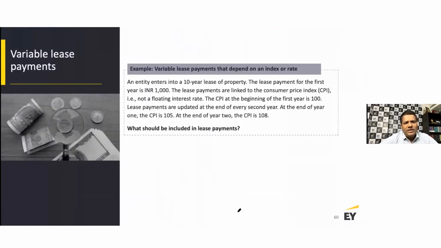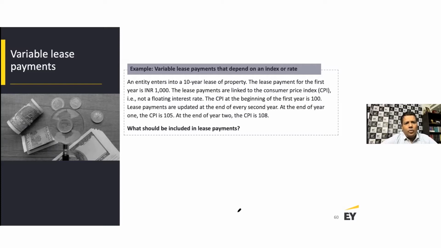All right, so we will try and understand this with the help of a few examples. Variable lease payment that depends on an index or a rate. An entity enters into a 10-year lease of property. The lease payment for the first year is INR 1,000. The lease payments are linked to the consumer price index, which is not a floating interest rate. The CPI, which is an observable index, at the beginning of the first year is 100. And the lease payments are updated at the end of every second year.